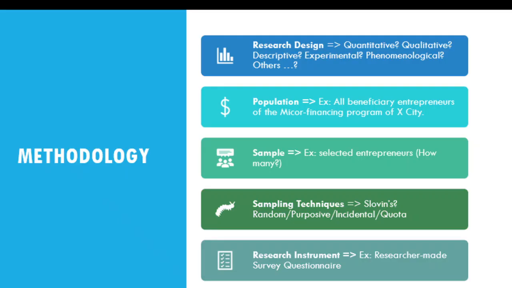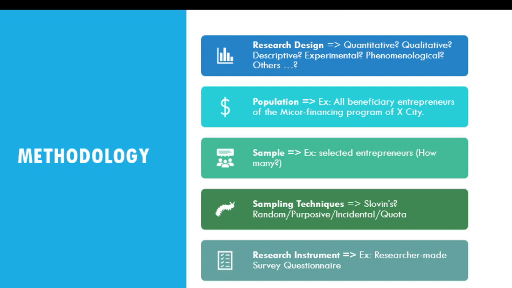Now, the next slide will be the presentation of your methodology, or research methodology. This is also very important. Now, we have here 5 parts. The first one is research design. What is your research design? Is it qualitative or quantitative? Descriptive, experimental, phenomenological, others. You already know that because you went through basic statistics and advanced statistics. So, you know what I mean already.